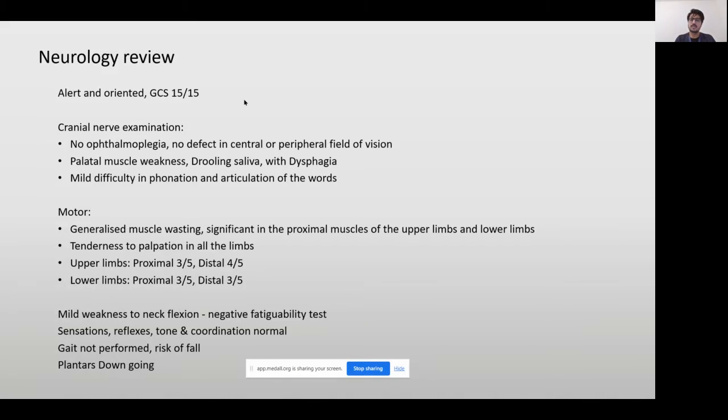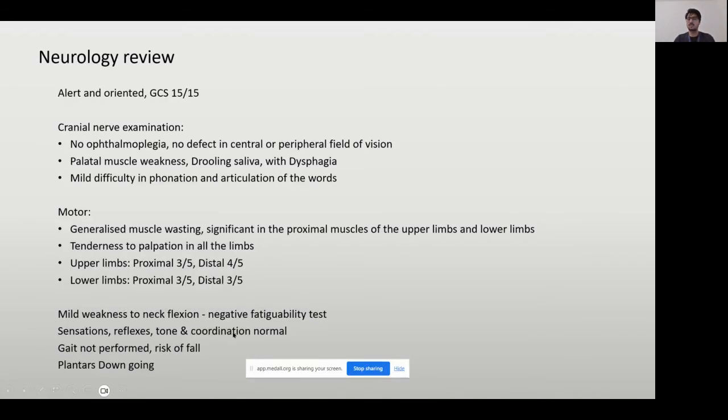Motor examination wise, he had significant generalized muscle wasting. Proximal muscles were affected in the upper and lower limbs, and there was tenderness to palpation in all the limbs. In the upper limbs, the proximal muscle power was 3/5, and distal was 4/5. Distal muscle power in the upper and lower limbs was reduced, but proximal was more reduced. I checked his fatigability test. It was negative.